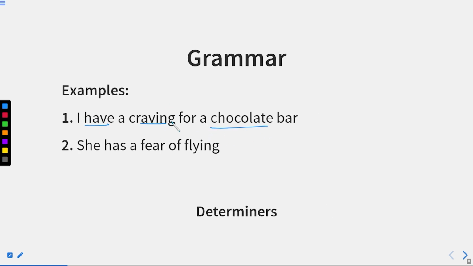Now, craving is basically uncountable, but if I say I have a craving for a chocolate bar, it means this is a gerund which is specifically used for a particular thing. So, I have a craving for the chocolate bar. She has a fear of flying. So, here fear is a verb which is behaving like a noun. And though it is uncountable, it is used like this: a fear of this, a fear of that. We have already learned that in phobias as well. So a fear of flying. So we can use a fear.